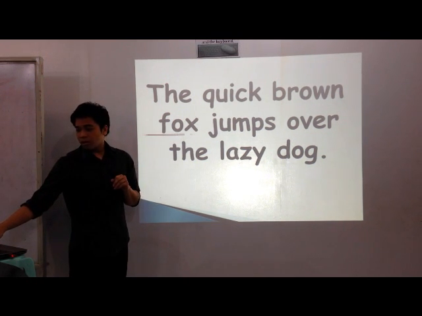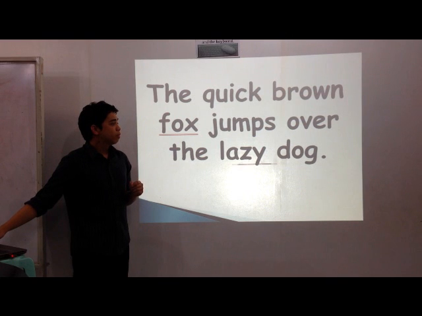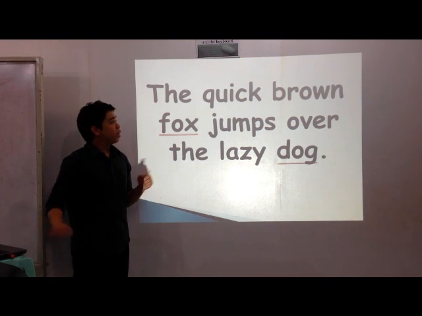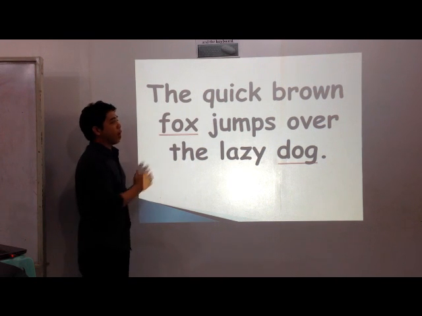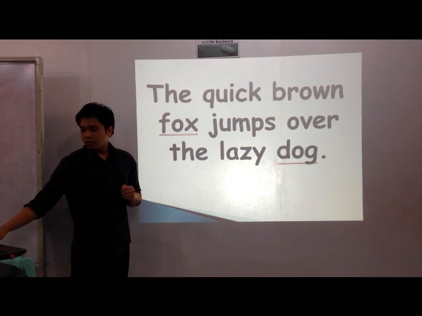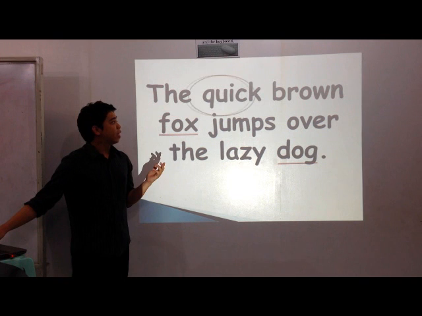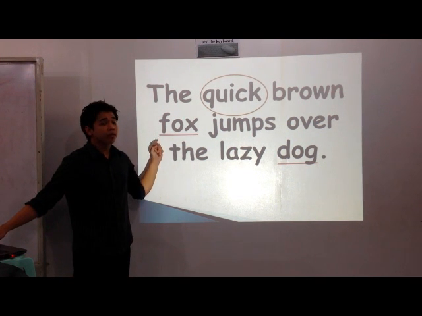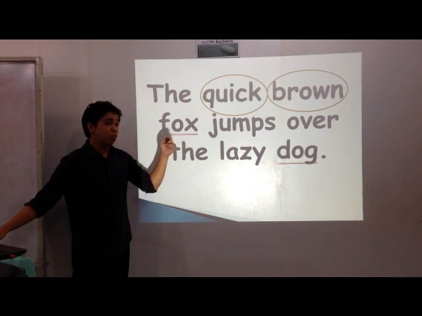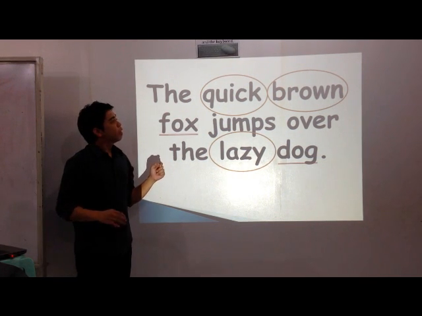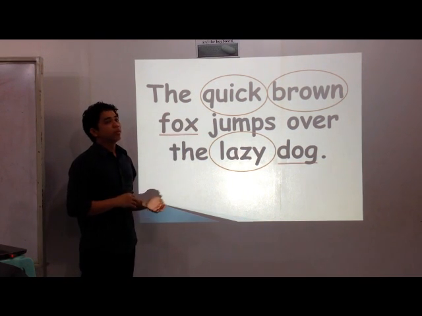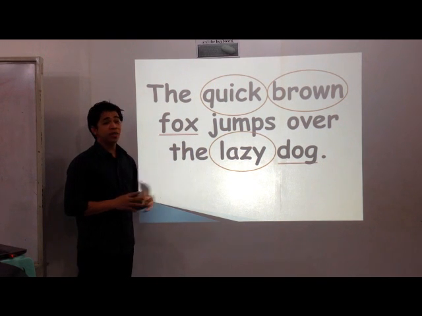What are the nouns in this sentence? The nouns are the following: we have fox and dog. And as you can see, the words used to describe your nouns are the following. It is said in this sentence that the fox is quick, the fox is also brown, and the dog is lazy. The words quick, brown, and lazy are what you call the adjectives. So what are adjectives then?